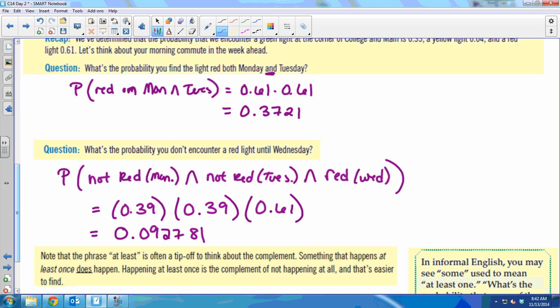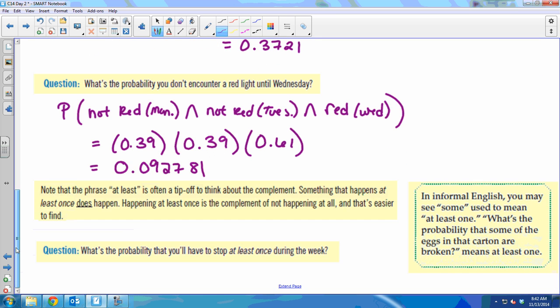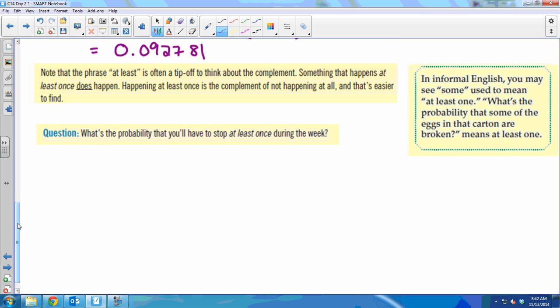So far, so good? All right, on the last one. Note that the phrase "at least" is often a tip-off to think about the complement. Something that happens at least once does happen, and happening at least once is the complement of not happening at all. And that's easier to find. So if they're asking you questions saying at least once, let me think of it once or twice or 3 times or 4 times or 5 times, in this case with this 5-day commute, right? Well, it's easier to find that it's not ever happening and subtract from 1 than to find all of those individually and multiply everything, okay?